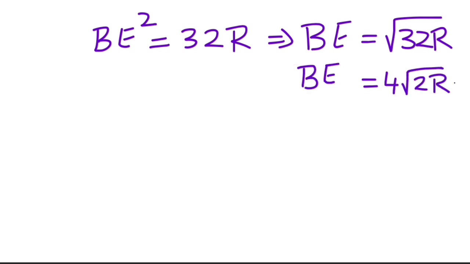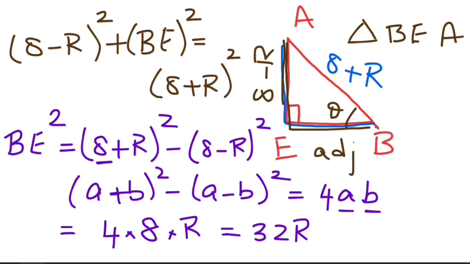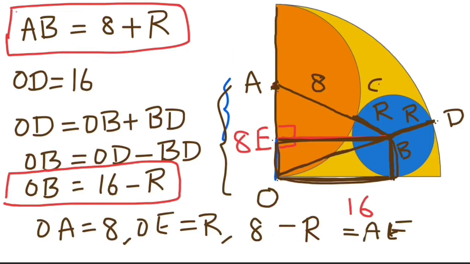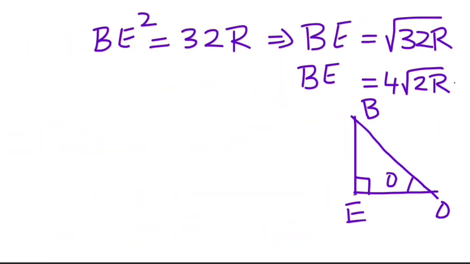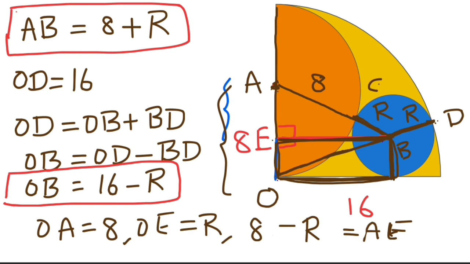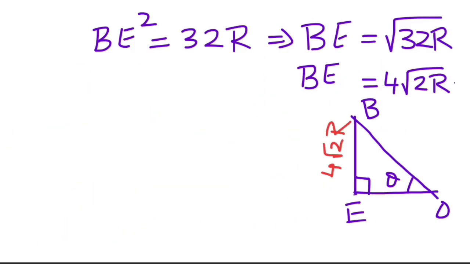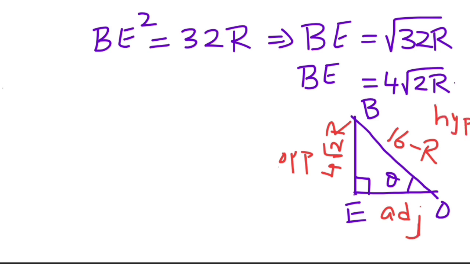Now let's take another triangle, which is the OEB triangle. This is the angle. The opposite side is BE. Just now we found BE length is 4 root 2r, and OE length is r. OB length is 16 minus r. This is 16 minus r. This is the adjacent side, this is the opposite side, this is the hypotenuse. This is the right angle triangle.